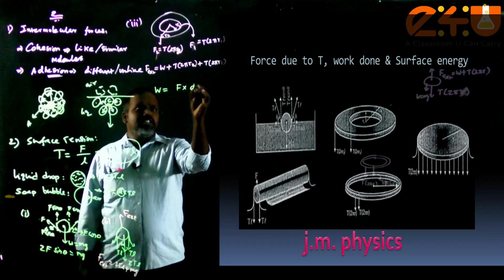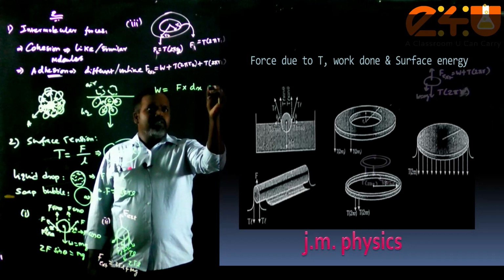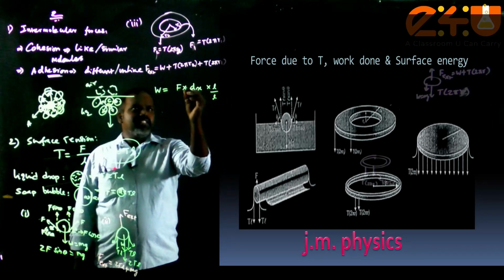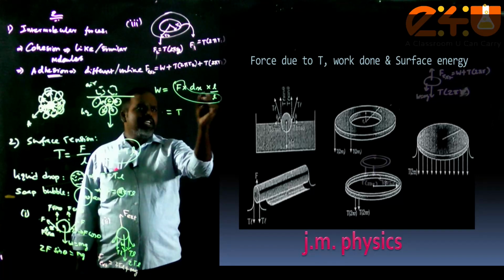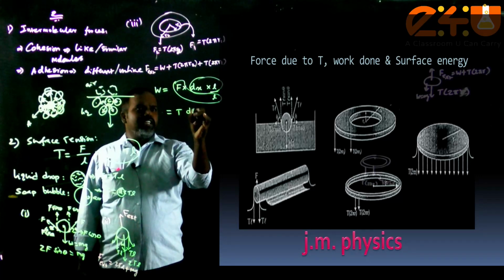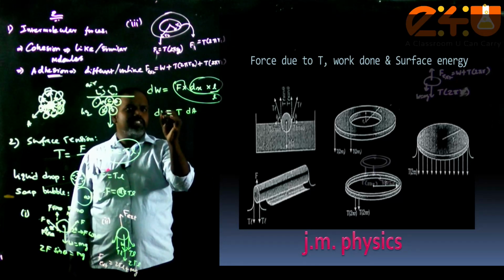So force into displacement dx. Multiply by length and divide by length, I can get F by L, which we just defined to be surface tension. So T into length into breadth is nothing but area, dA. So this is dW.